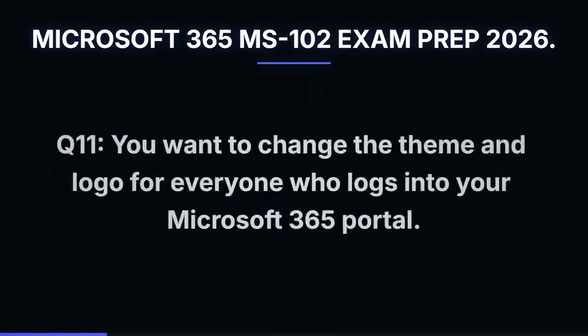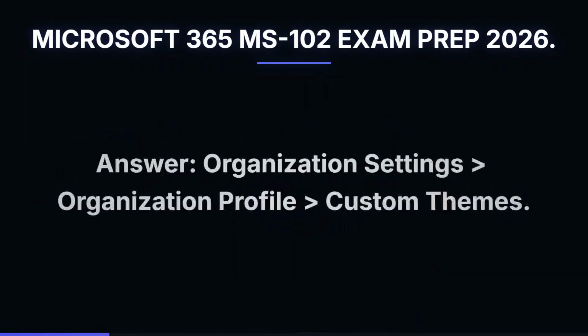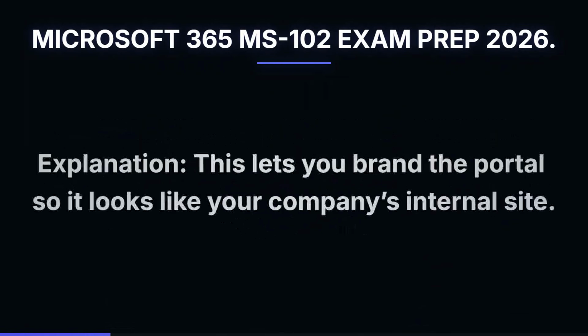Q11. You want to change the theme and logo for everyone who logs into your Microsoft 365 portal. Where is this setting? Answer. Organization Settings, Organization Profile, Custom Themes. Explanation. This lets you brand the portal so it looks like your company's internal site.